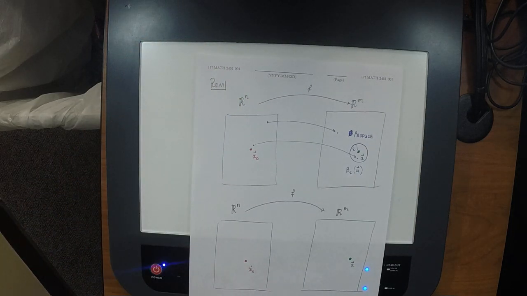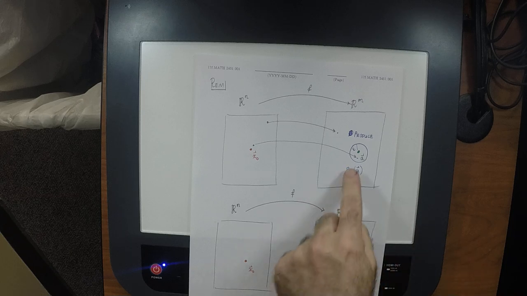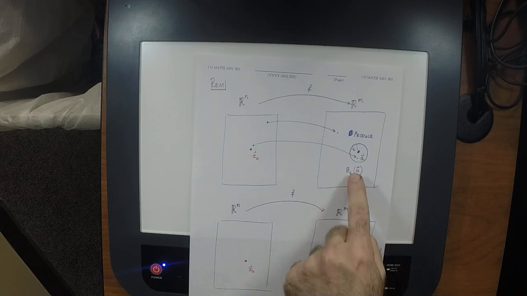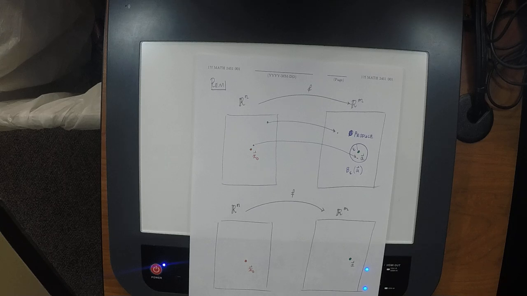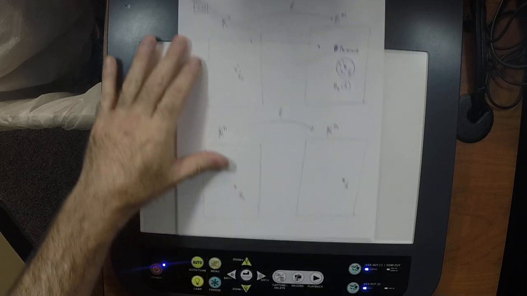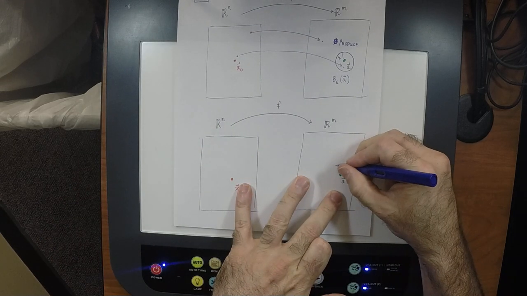So the challenge is, I produce the epsilon in the range. What you must do is you must produce what? You must produce the delta, and where must it reside? In the domain, and it has to be the case.